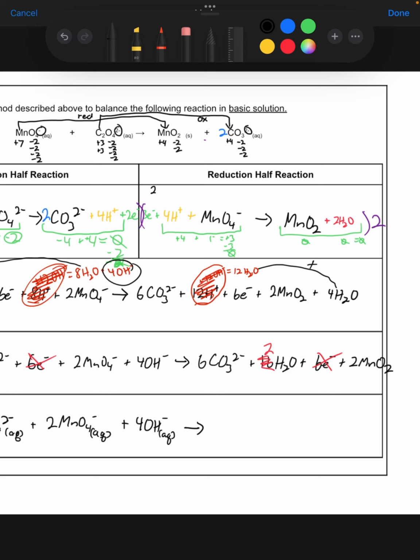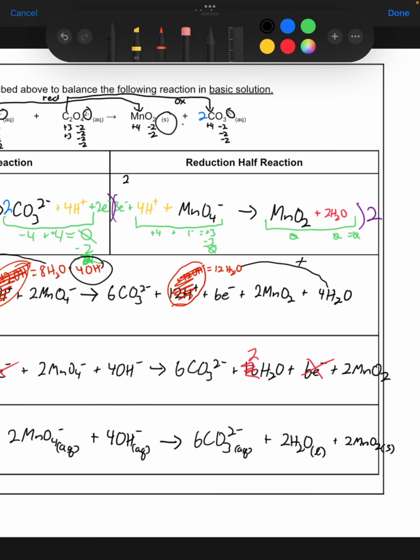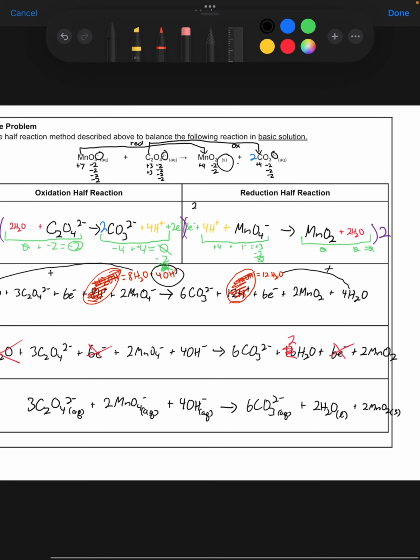I'm going to end up with my 6 CO3 2 minuses. That's going to be in aqueous phase. I'm going to have my 2 waters. That's going to be in liquid phase. And then finally, my 2 MnO2s, and that's going to be in solid phase. I know it's in solid phase because the reaction up here told me that it was going to be in solid phase.